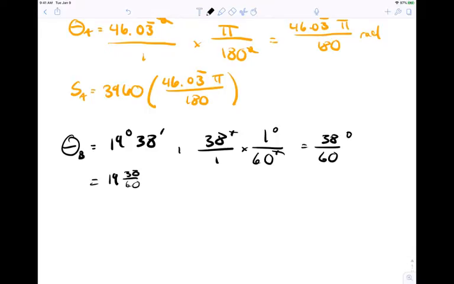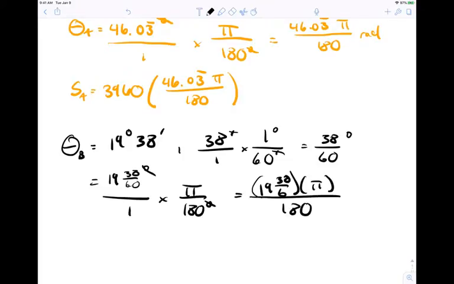It's just the exact result. I'm just leaving it like that. I just added that to the 19. So then the arc length is going to be the 3960. Oh, we need to convert that to radians, right? So then we're going to say over 1 times pi over 180. Again, if you're using the decimals it will work, but you've got to use the whole decimal. Don't round or cut it off until the end. If you round early, it's going to skew it. So I'm doing my best to keep it exact until the end. 19 and 38 over 60 times pi over 180.